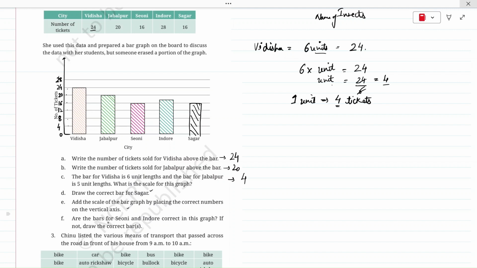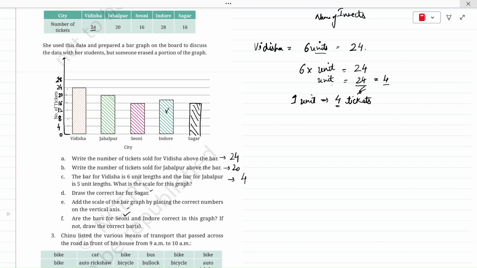Now, are the bars for Seoni and Indore correct in this graph? Okay, the first one is Seoni, this is 16. So for Seoni, this is correct. And for Indore, Indore is 28. But see kids, this is not 28 here. This is 18. See, it is between 16 and 20, somewhere in the mid. In the mid of 16 and 20 is 18. So this is 18. This is incorrect.